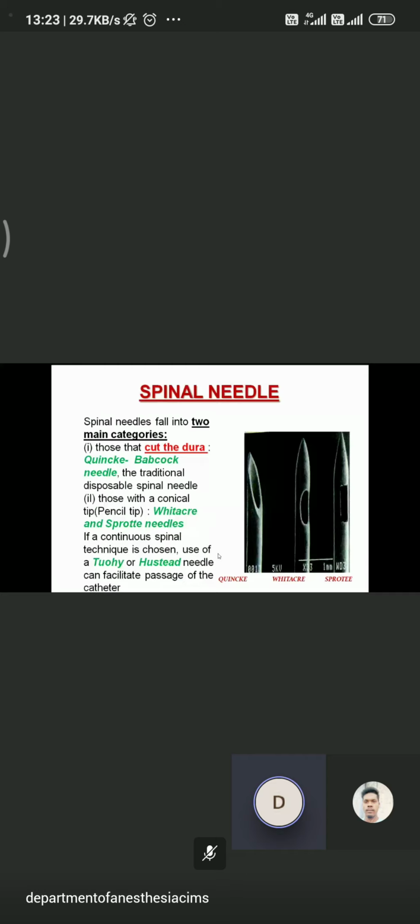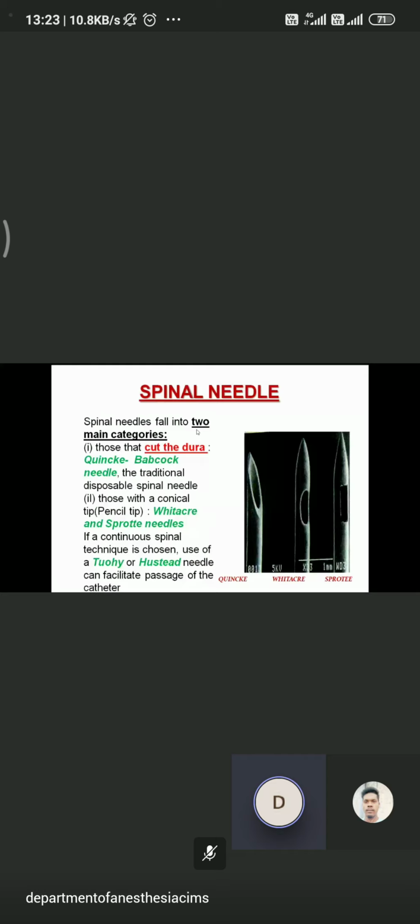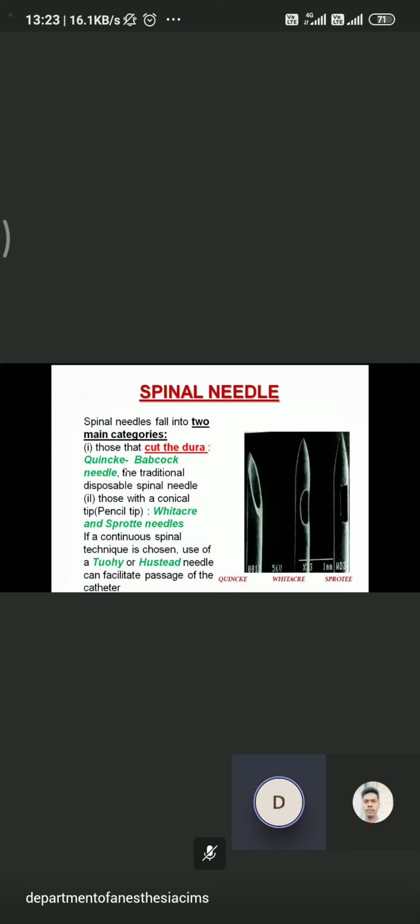So spinal needles fall into two main categories: those which cut the dura and those which separate the dura. Okay. So Quincke, which is most commonly used, Quincke and Babcock needle, the traditional disposable needles, and the other is the conical pencil type needle, Whitacre and Sprotte needle. Okay. So these are the dura cutting needles.